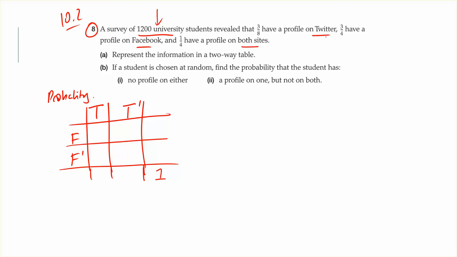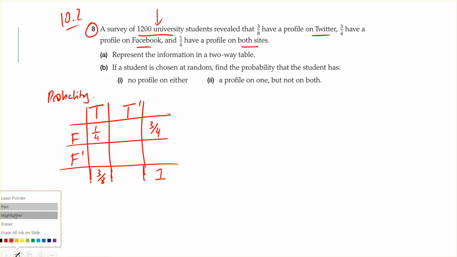3/8 have a profile on Twitter, so the Twitter column sums up to 3 out of 8. 3/4 have a profile on Facebook, so 3/4 goes there because that's the Facebook row. It has to sum up to 3/4, and 1/4 have a profile on both sites, so 1/4 goes here.